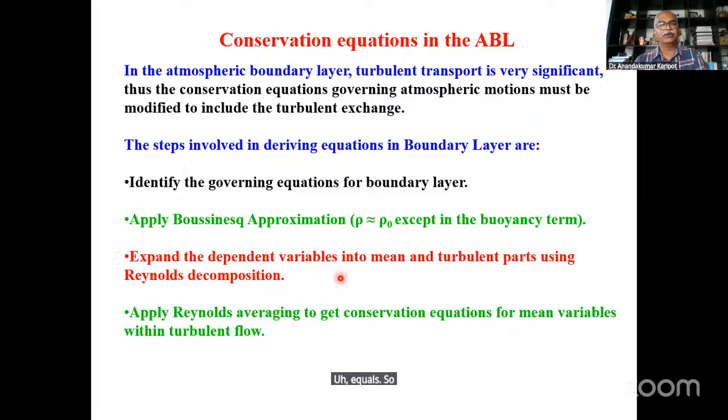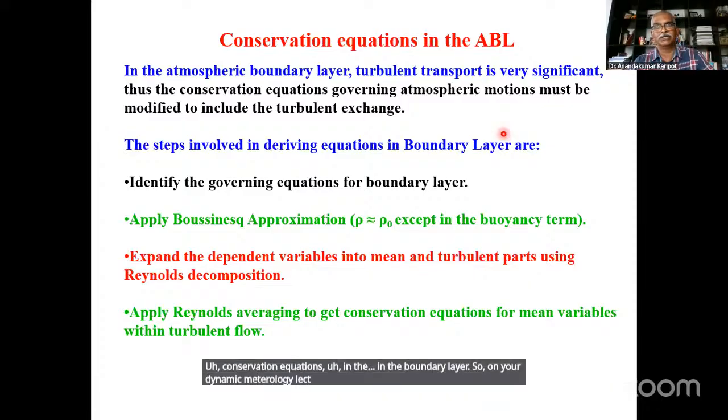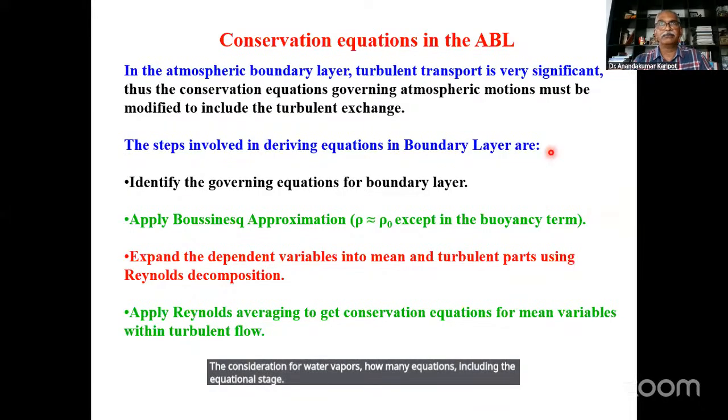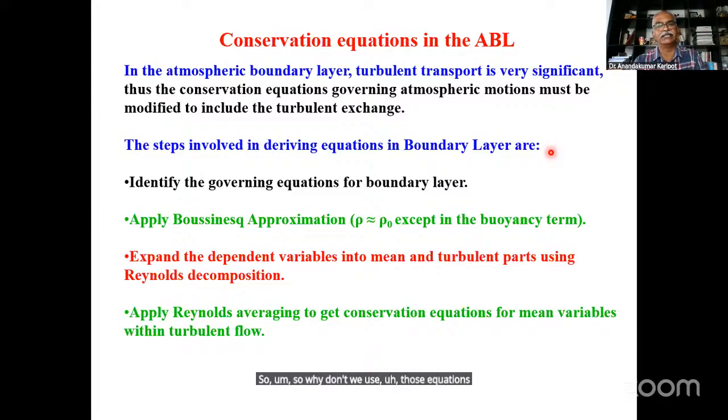So with that background about the Boussinesq approximation, we move on to the conservation equations in the boundary layer. In your dynamic meteorology lectures, you have already learned about the conservation equations, the 6, or 7 if you include the conservation of water vapor, including the equation of state. So why don't we use those equations as they are in the boundary layer, because the boundary layer is also part of the atmosphere, part of the troposphere? One could ask why we modify or think about these equations, especially in the boundary layer.